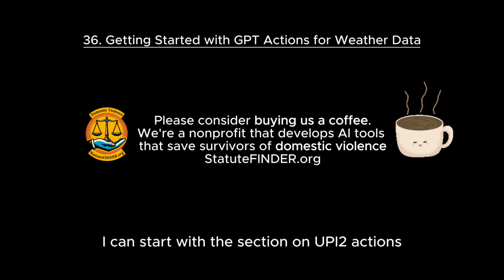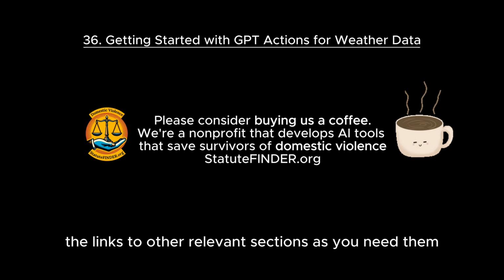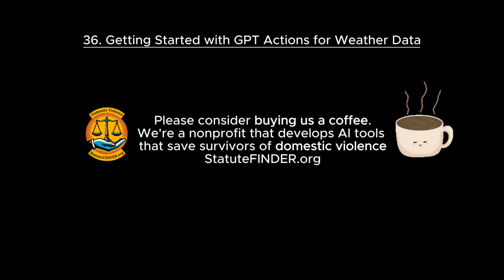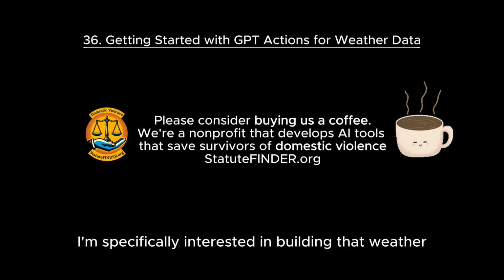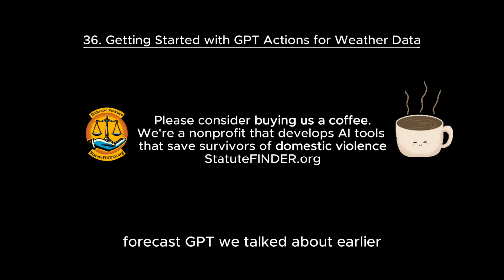Okay. I can start with the section on GPT actions, for example, and then follow the links to other relevant sections as I need them. Okay, that's a relief. I was a little worried about getting bogged down in irrelevant details. So let's say I'm specifically interested in building that weather forecast GPT we talked about earlier. What sections of the documentation should I be focusing on?